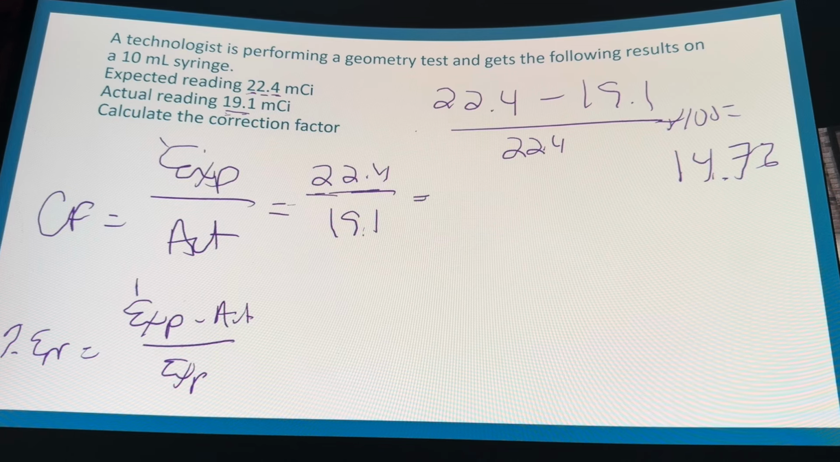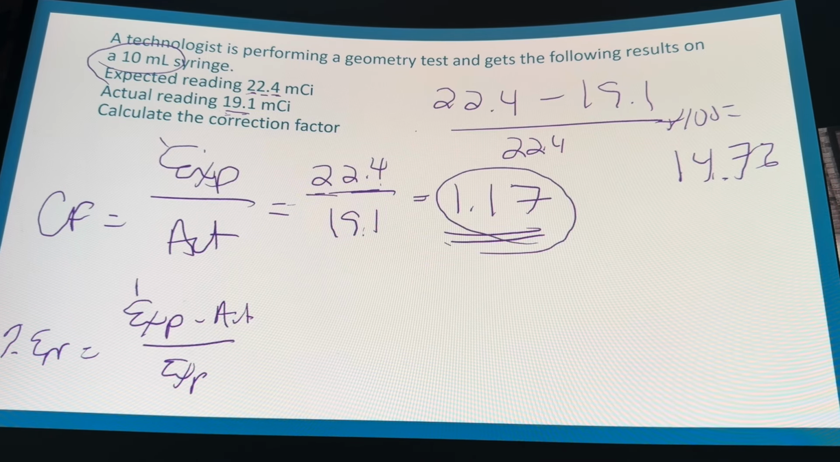We're not turning this into a percent. This is a factor. What do we do with factors? We multiply. Anytime you see the word factor, that means multiply. Just like anytime you see the word cathode, that means electron. 22.4 divided by 19.1, my correction factor is 1.17. That means every time I use that 10 ml syringe in my dose calibrator, I have to multiply it by 1.17.